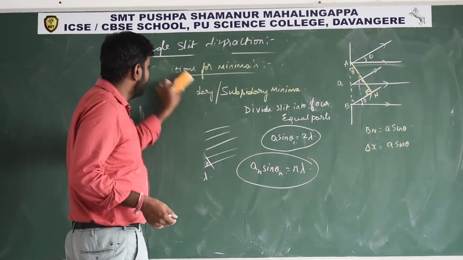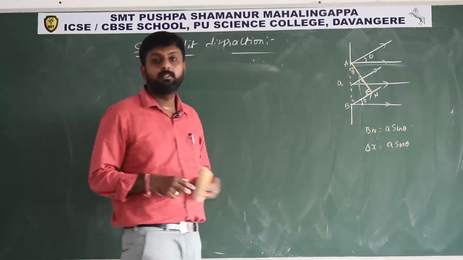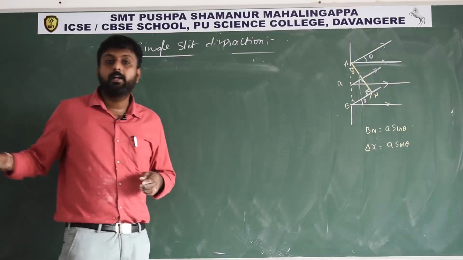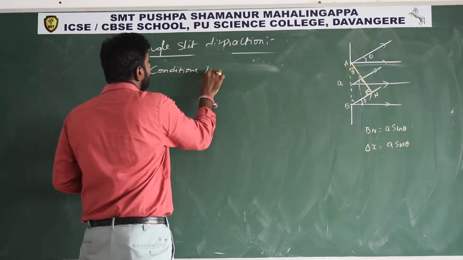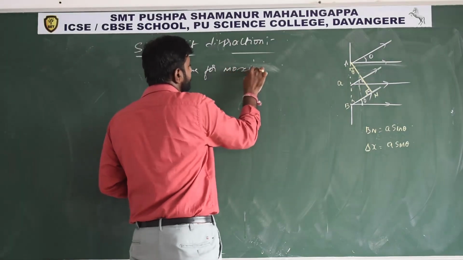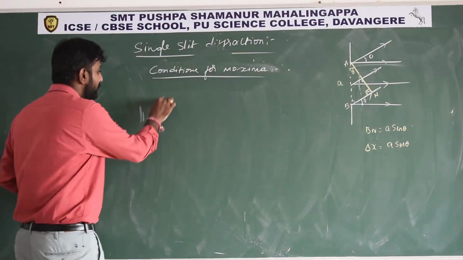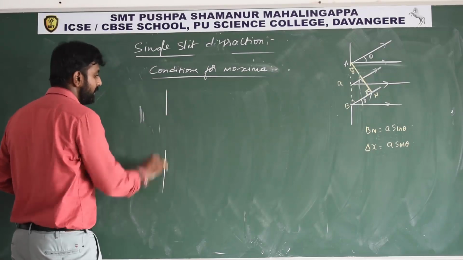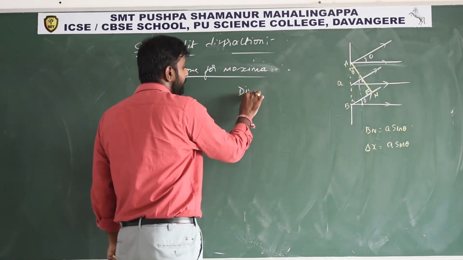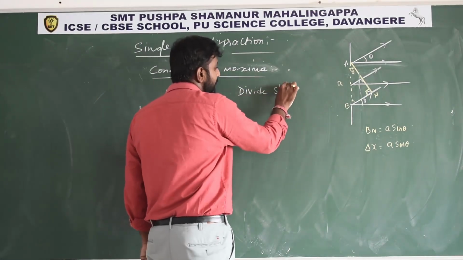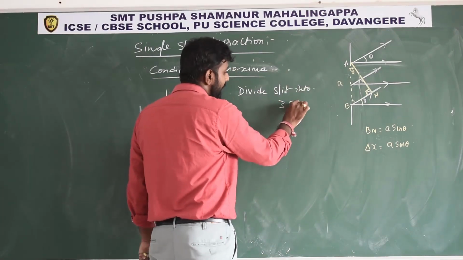I hope you understood the conditions for minima. Next, I will explain the conditions for maxima. What are the conditions for maxima? So we have to consider a slit, this point A and this point B. Now we have to divide the slit into how many parts? 3 equal parts.